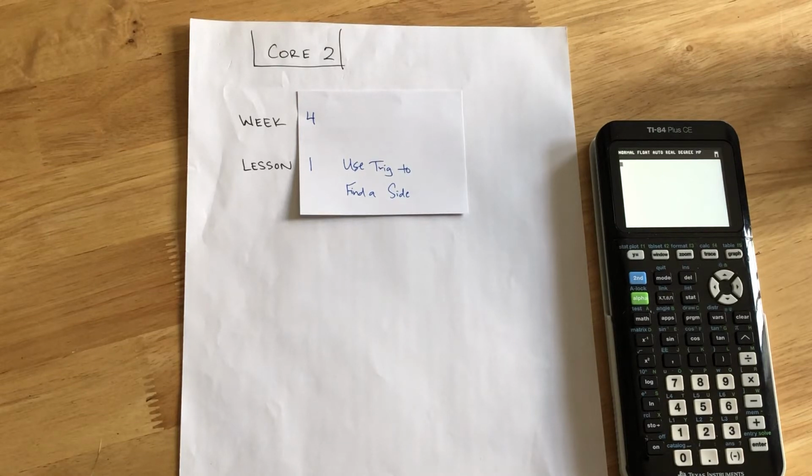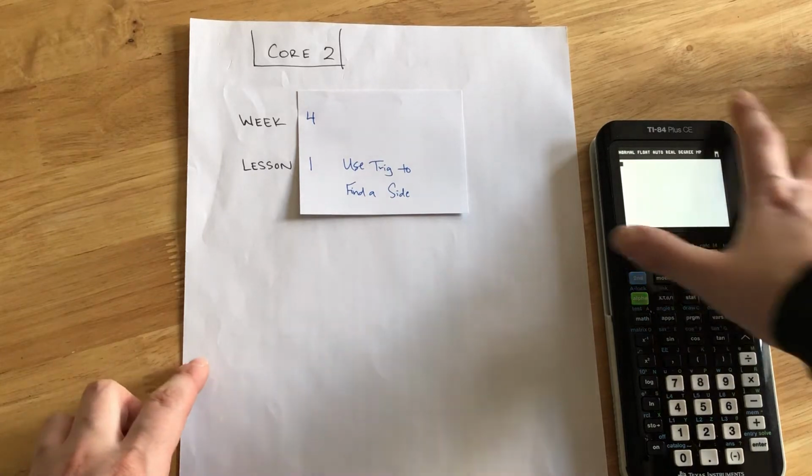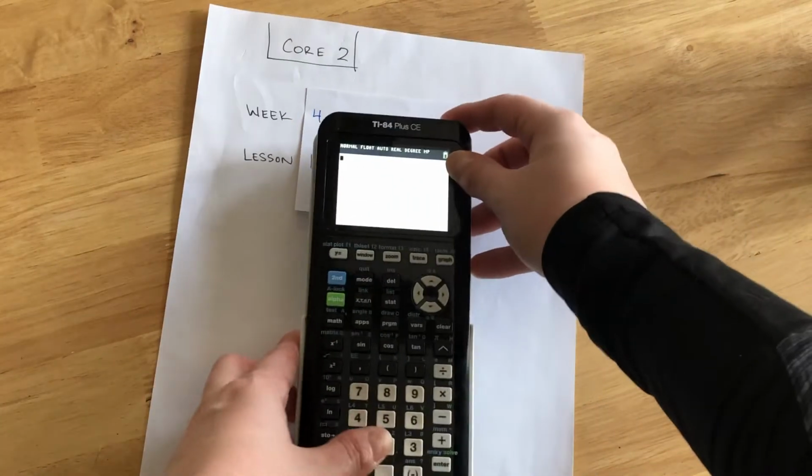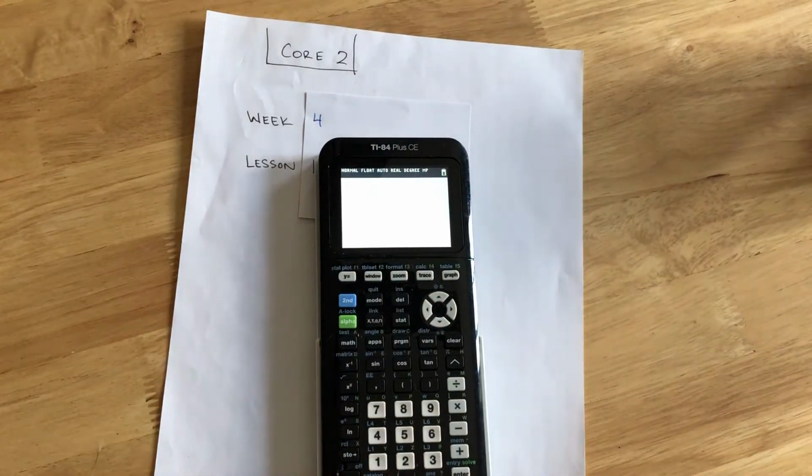Hi all, this is your Core Math 2 Week 4 Lesson 1, and it's all about using trigonometry to find a missing side of a right triangle. Before we get started too far, if you're using one of the graphing type calculators, we need to make sure that the mode we're in is degree mode.